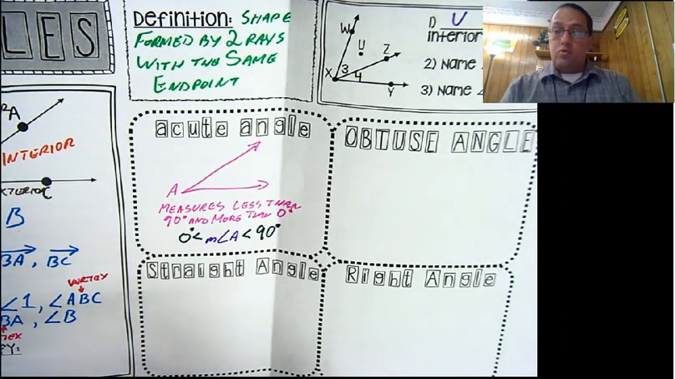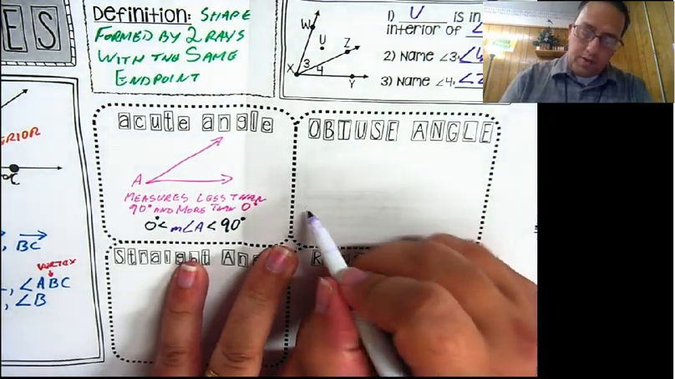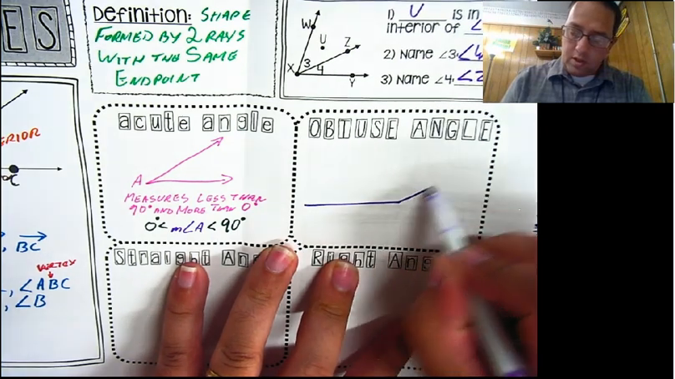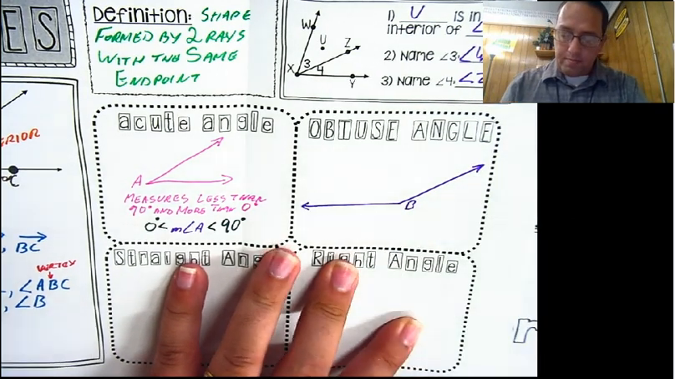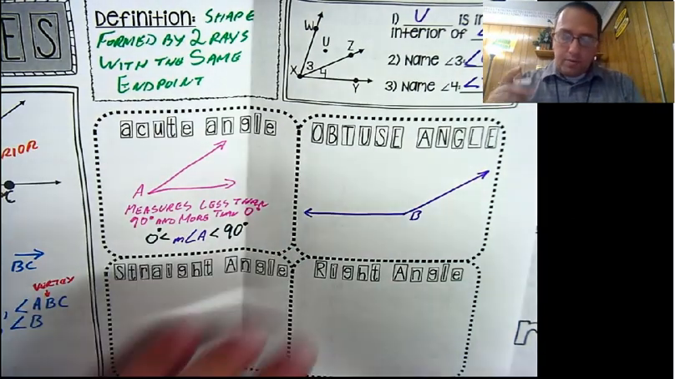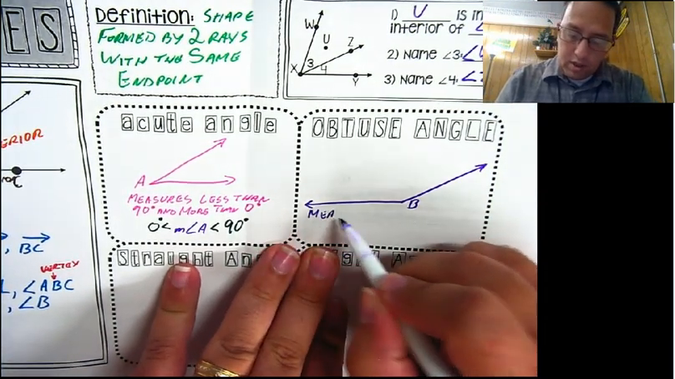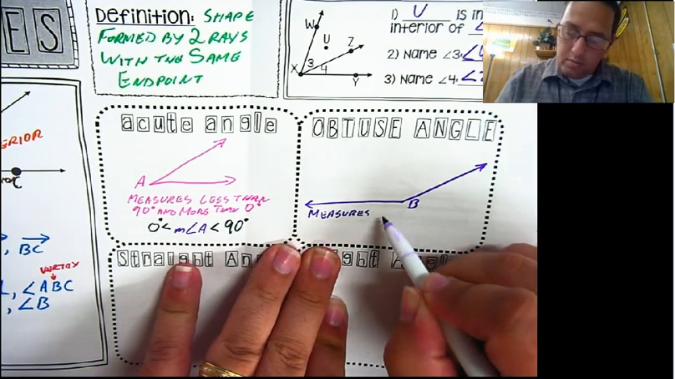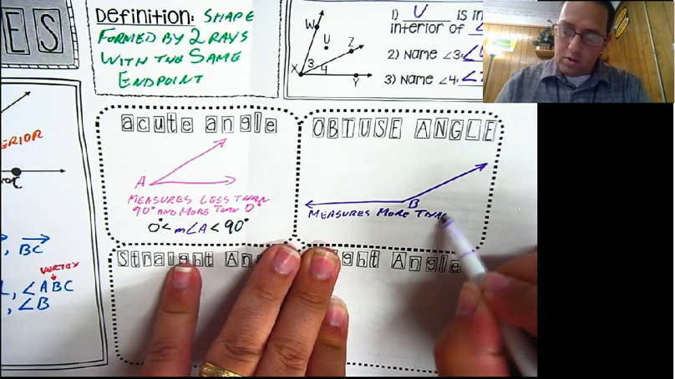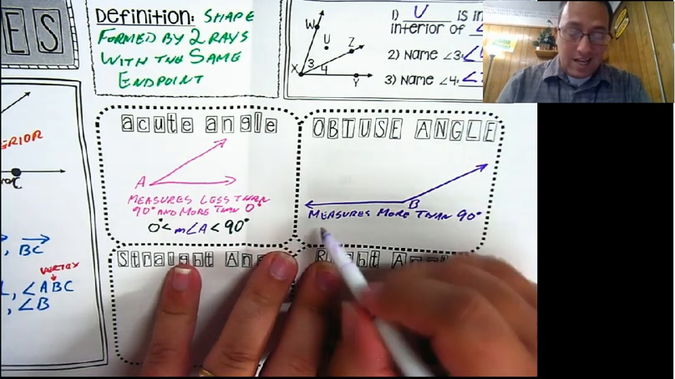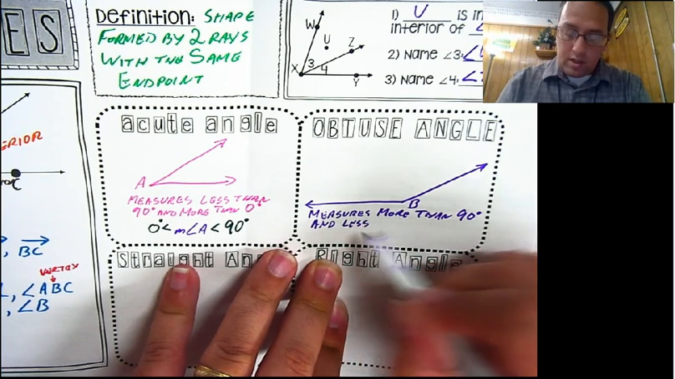All right. Let's do another one. Obtuse. Obtuse angle. That looks something along these lines. We'll call this one angle B. An obtuse angle, the definition, is an angle that measures more than 90 degrees, and it also has to be less than 180 degrees.